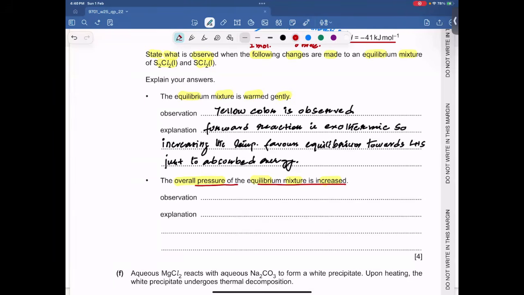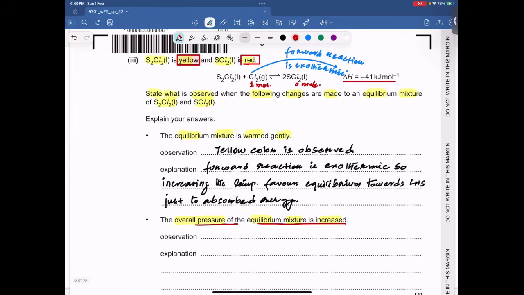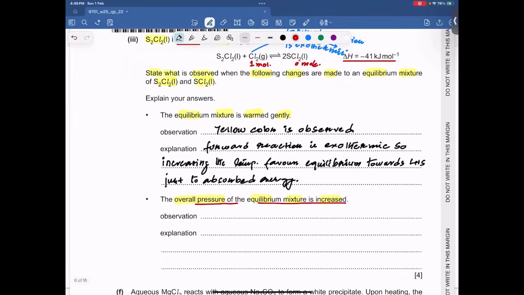Okay, so technically, equilibrium favors towards the right hand side because of the fewer moles of gaseous molecules. So red color is observed. The examiner is looking for the observation. Red color is observed.